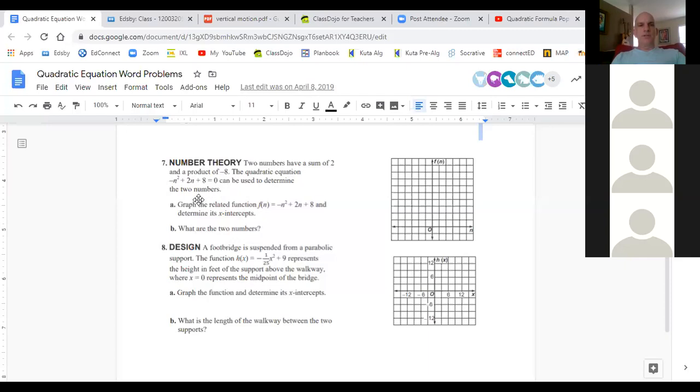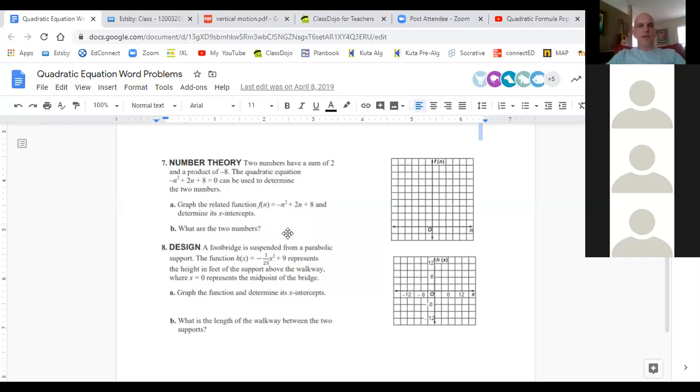But what they want you to do is graph this function. So figure out where your vertex is. Remember to use your patterns, right? Out 1, up 1, out 1, up 3, out 1, up 5. In this case, because it's a negative, it's not going to be out 1, up 1, it'll be out 1, down 1, out 1, down 3, out 1, down 5.